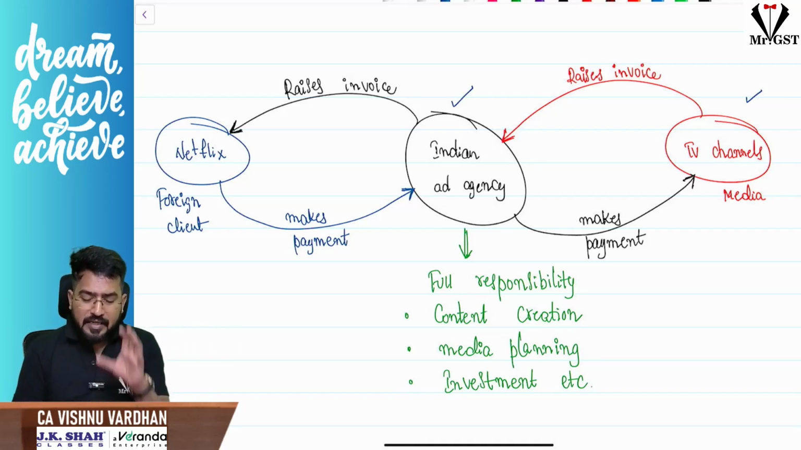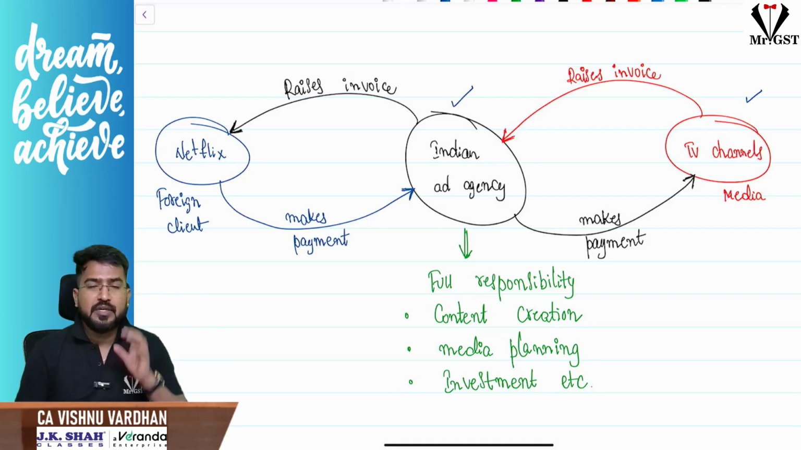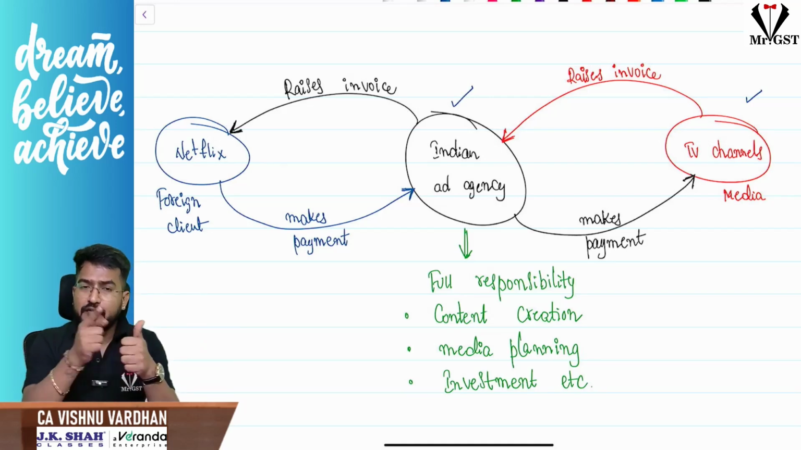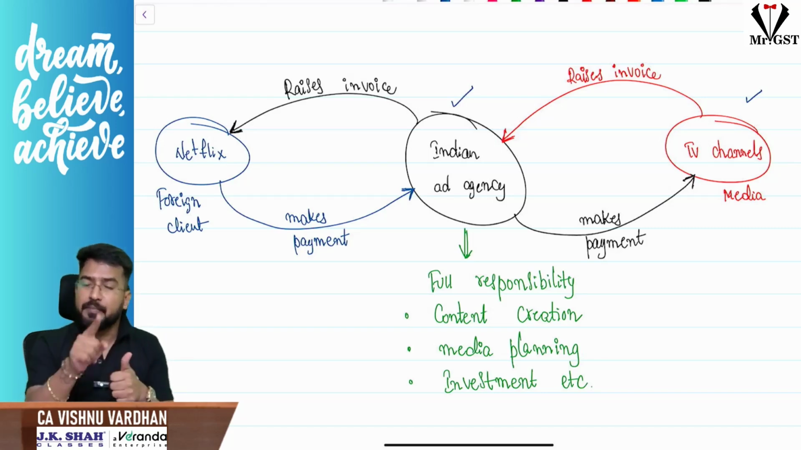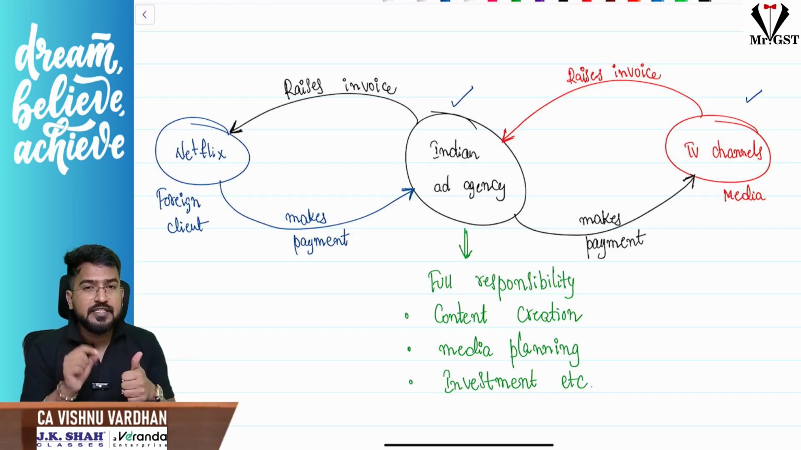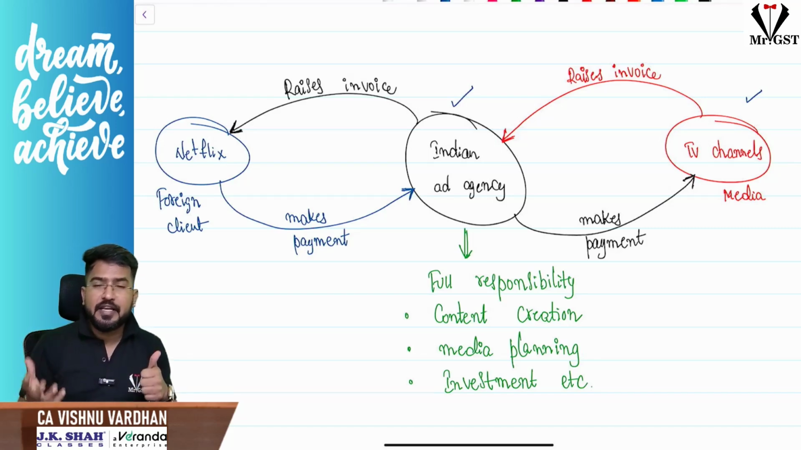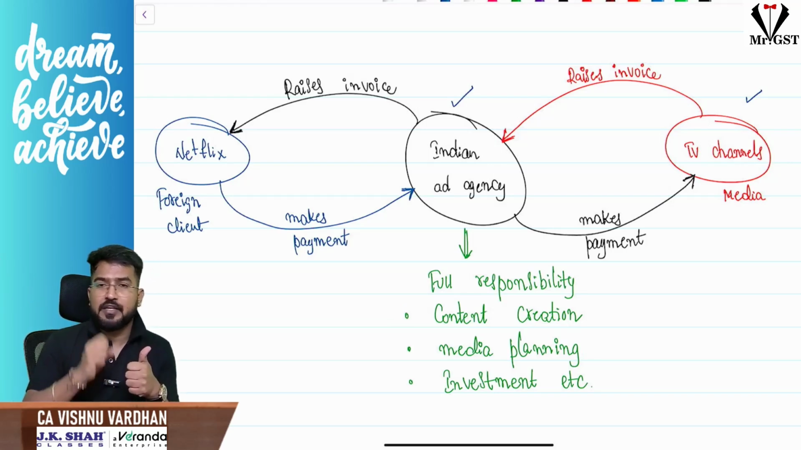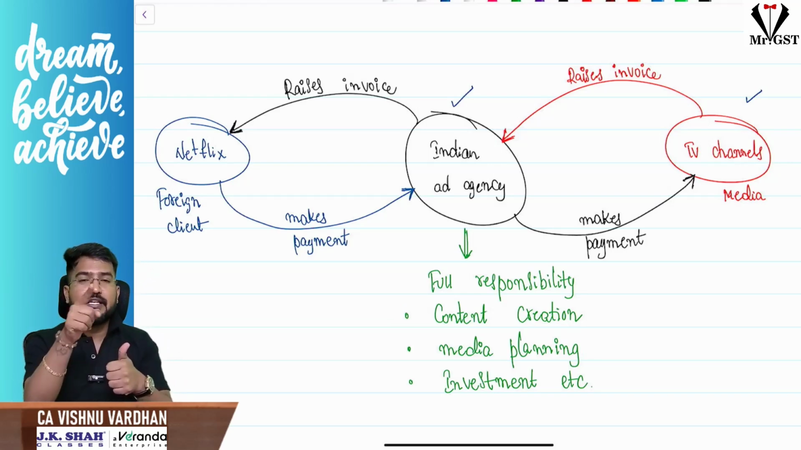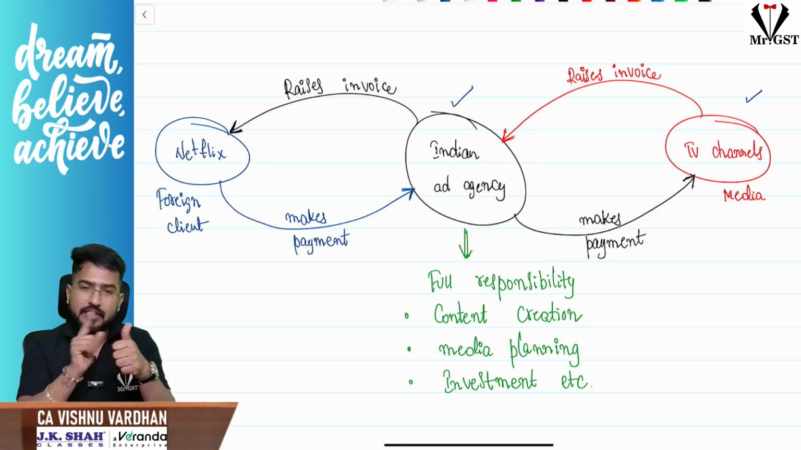Now, sir, in this scenario, we have some doubts. The first one is whether this Indian ad agency is acting as an agent for this foreign company. Please understand here, the Indian ad agency is taking full responsibility. They are acting independently on their own and they are providing these advertisement services. For that, whatever they want, they are taking from the foreign company. So here you cannot say the Indian ad agency is acting as an agent. Okay, this is number one clarity.